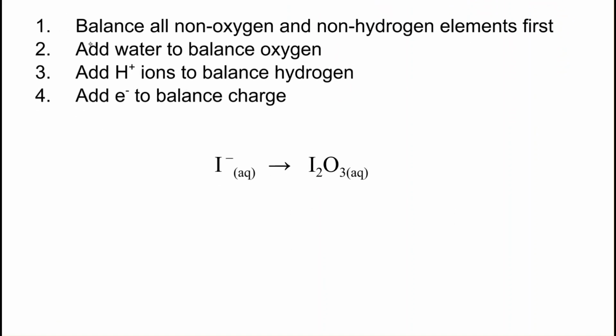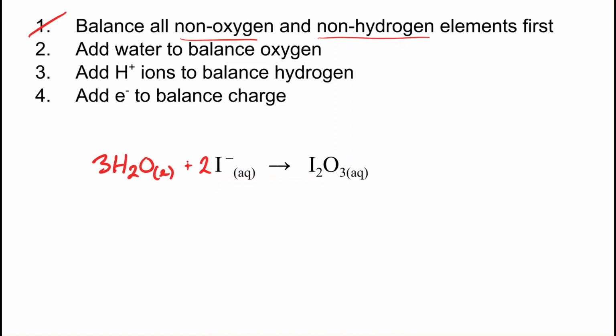First of all, we want to balance all non-oxygen and non-hydrogen elements first. Well, the only one that isn't oxygen or hydrogen is iodine. So 1 and 2, so I'm going to put a 2 in front of there. Perfect. Okay, number 1's done. Now let's add water to balance the oxygens. I see 3 on the right-hand side, so I need 3 waters on the left-hand side.